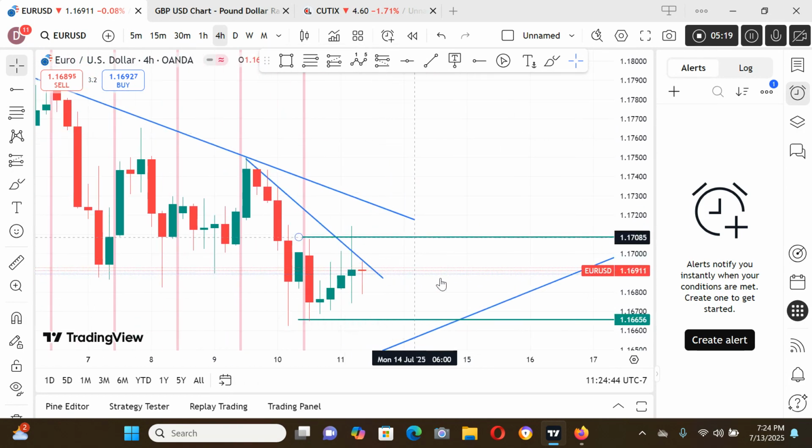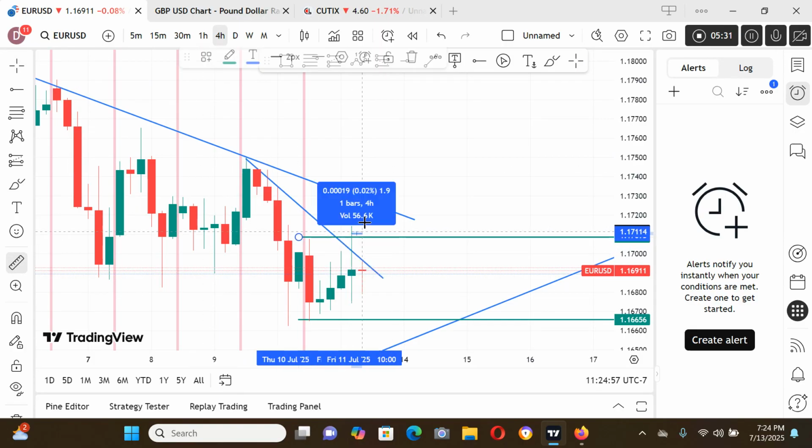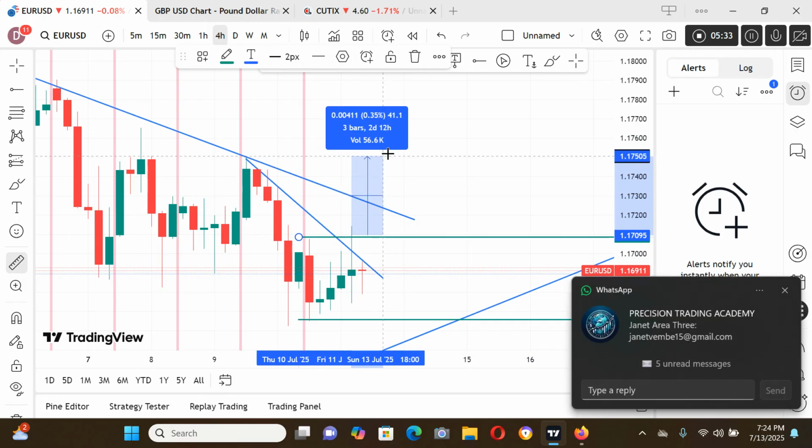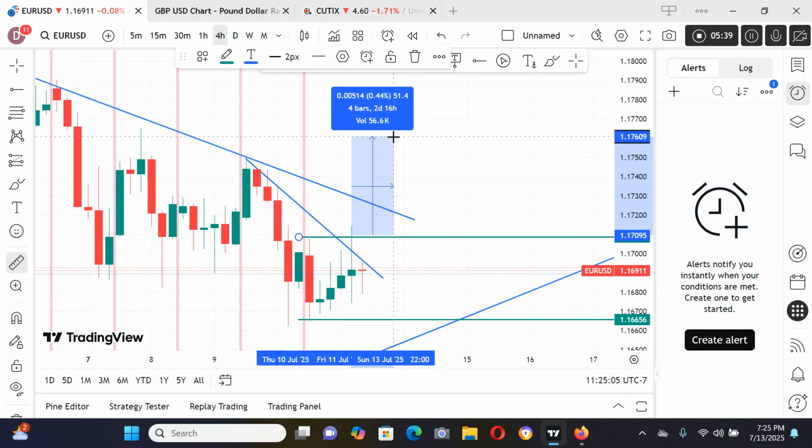Now, if the candle breaks upward and makes up to 50 pips, I can use this ruler to measure my pips. If it breaks up here and makes up to 50 pips, that means throughout this week I'll be looking for buy.